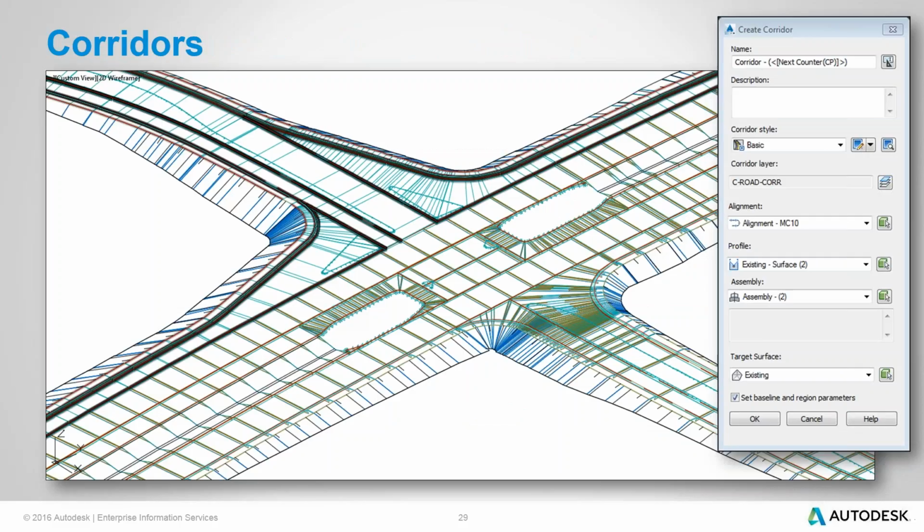The Civil 3D corridor is where we bring all the components together to build our 3D model. It is a combination of horizontal alignment, vertical profiles, assemblies, and target surfaces.